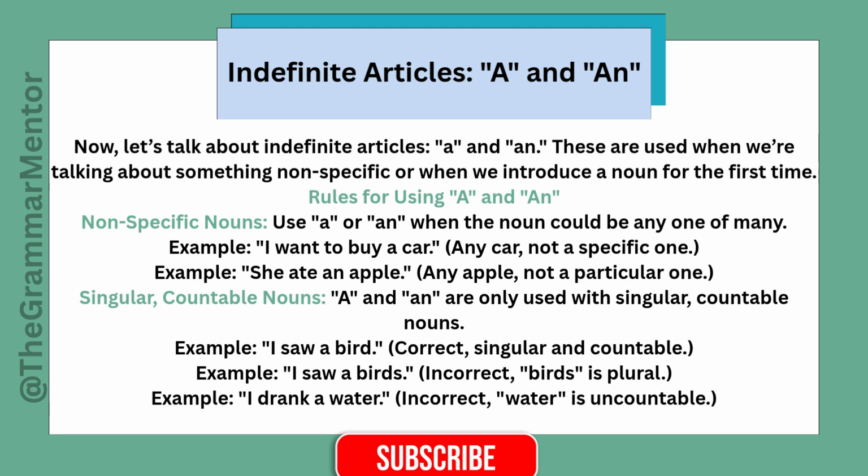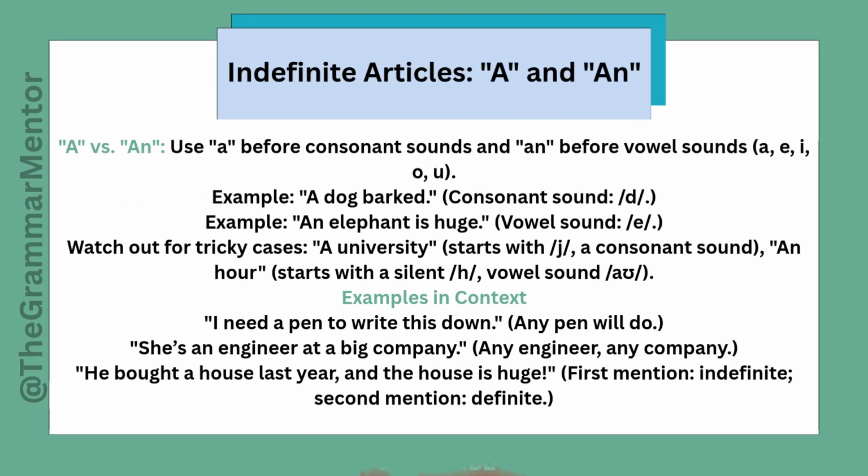Singular, countable nouns. A and an are only used with singular, countable nouns. Example. I saw a bird. Correct, singular and countable. Example. I saw a birds. Incorrect, birds is plural. Example. I drank a water. Incorrect, water is uncountable. A versus an. Use a before consonant sounds and an before vowel sounds: a, e, i, o, u. Example. A dog barked. Consonant sound, d. Example. An elephant is huge. Vowel sound, e.